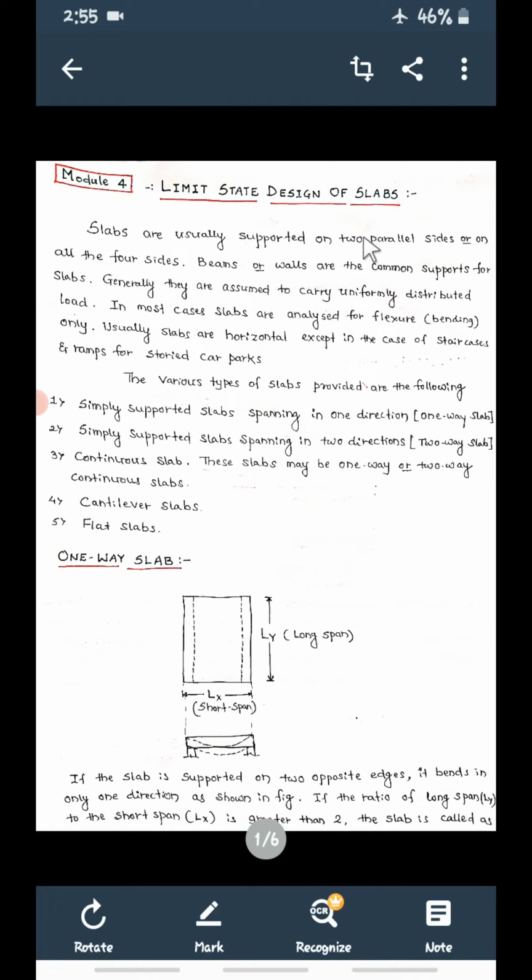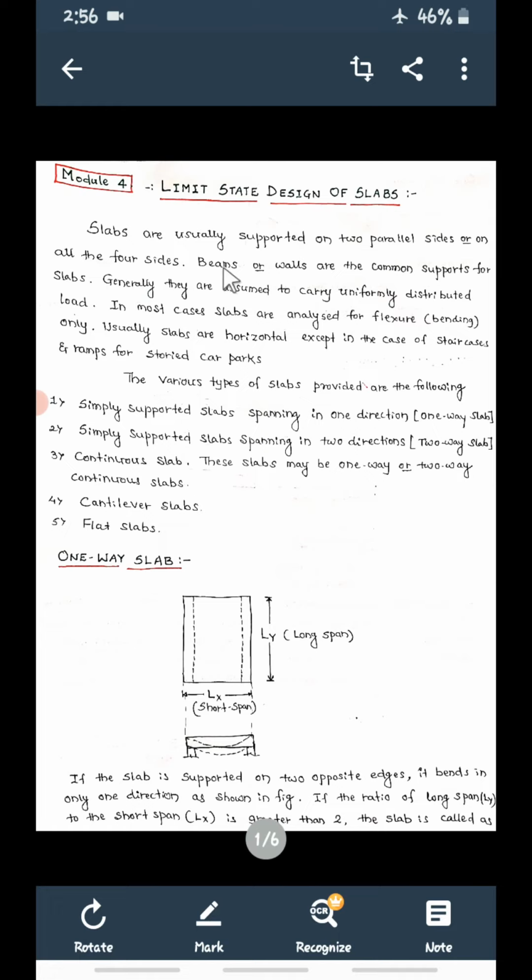Normally, whenever a large area of a room or a building has to be covered, then a slab will be laid over the supports. So slab is nothing but a cover for a large area. Slabs are usually supported on two parallel sides. Over the two parallel sides the slab will be supported, or sometimes even all the four sides will be considered as the support for the slab.